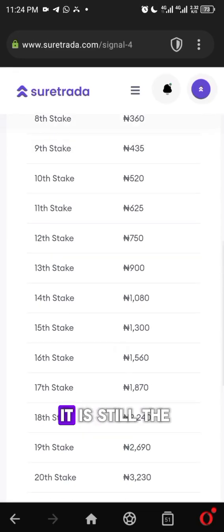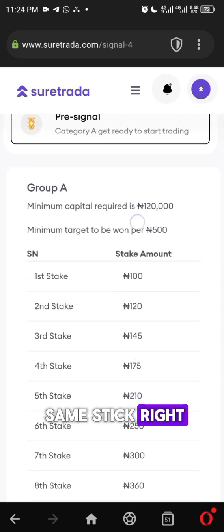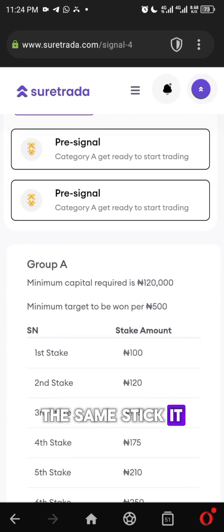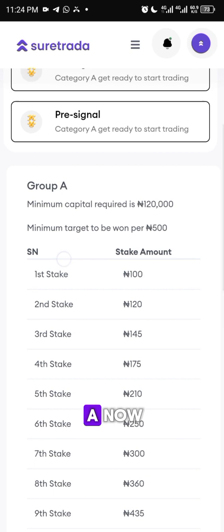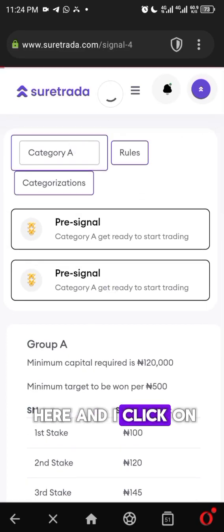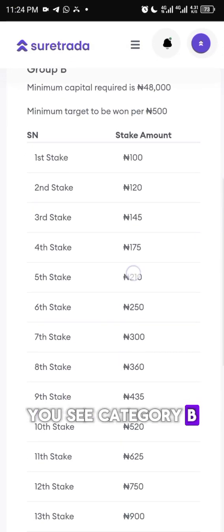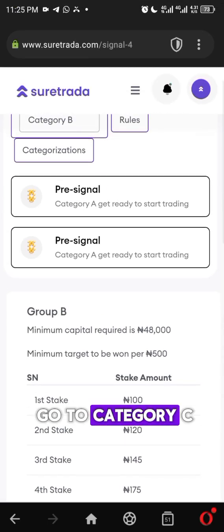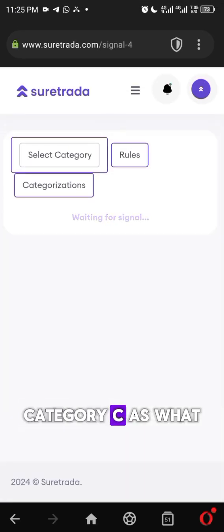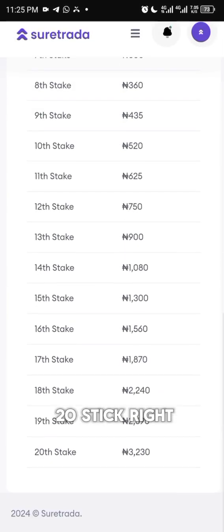Yes, this is the website. It is still the same stake, right? The same stake amount. This is for group A. Now, if I come here, I mistakenly refreshed my browser. So if I click here and go to category B, you see category B has what? 25 stake. If you go to category C, it has what? 20 stake, right?